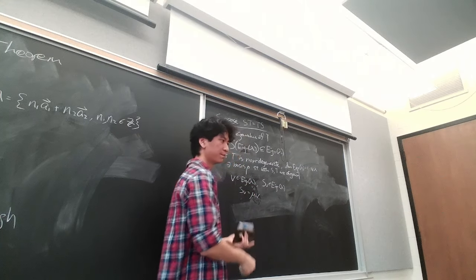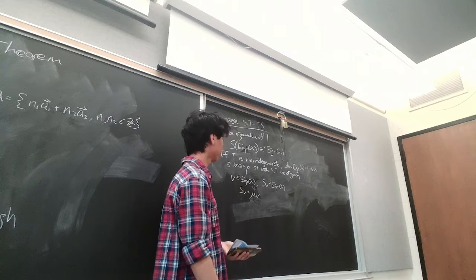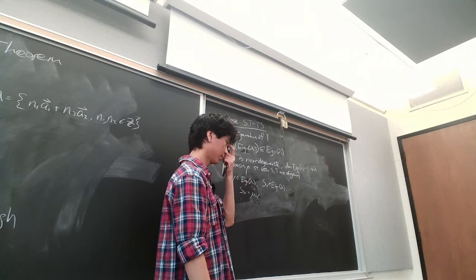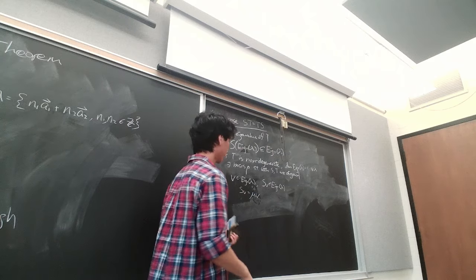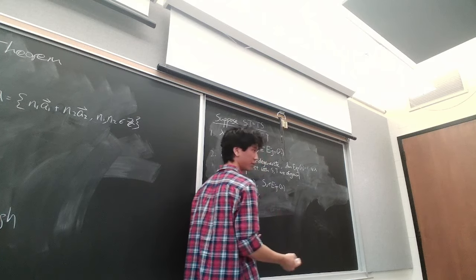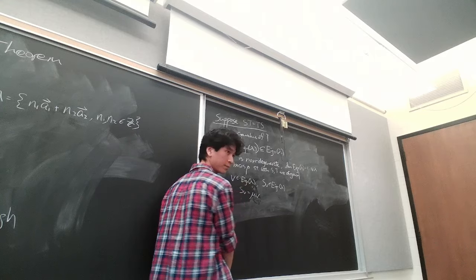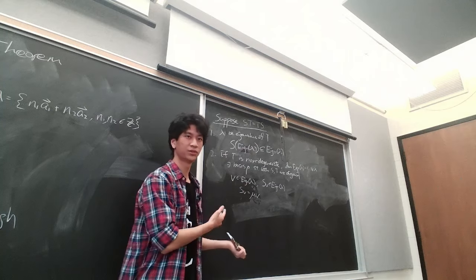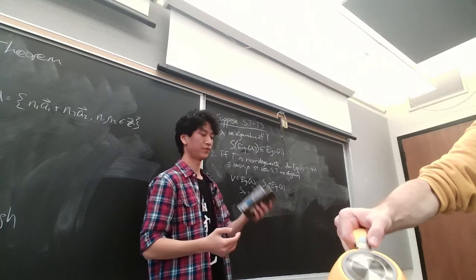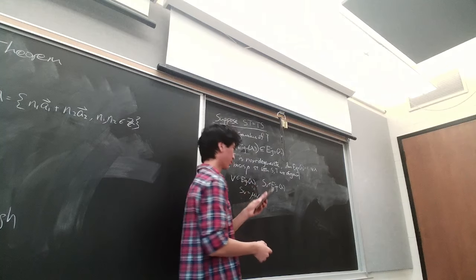So S and T have the same eigenvectors, but the eigenvalues for those vectors might be different. So we have found a basis such that both of them are diagonal. Any questions? Discussion? If not, I will move on to the third part.